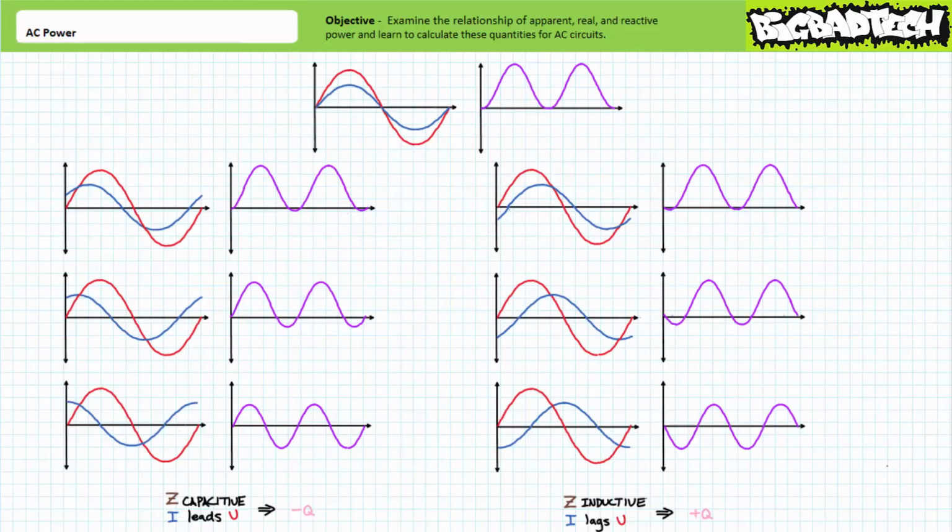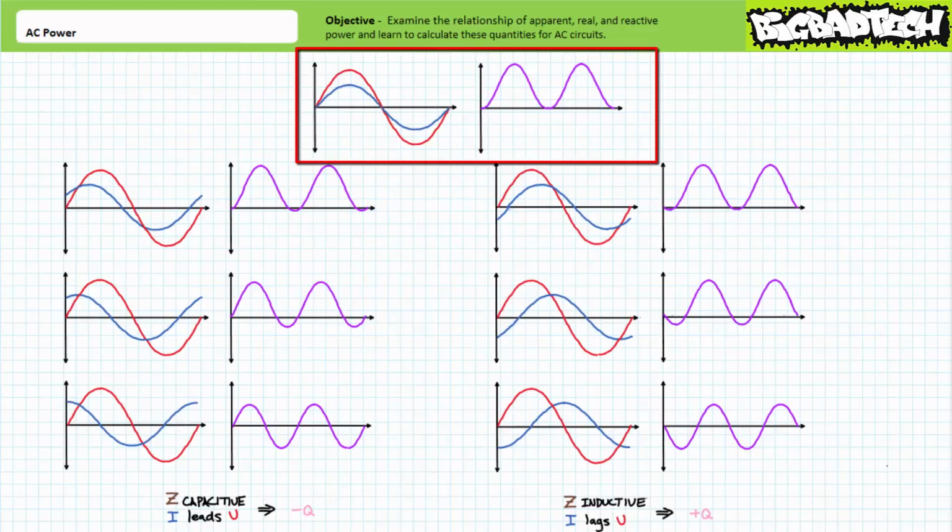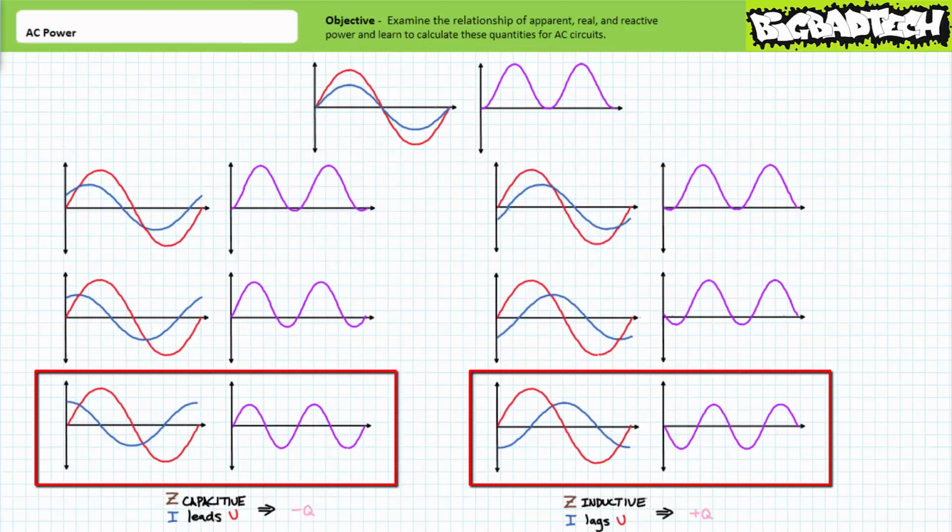I say again, 1. For all scenarios, regardless of phase shift, apparent power magnitude S remains unaffected. 2. For the single occasion in which voltage and current are perfectly in phase with one another, real power P is equal to apparent power S, and reactive power Q is equal to 0. S equals P, and Q equals 0. 3. For occasions in which current either leads or lags voltage by a full 90 degrees, real power P is equal to 0, and the absolute value of reactive power is equal to apparent power. P equals 0 and Q equals S.